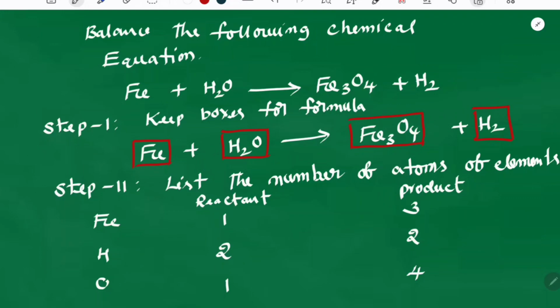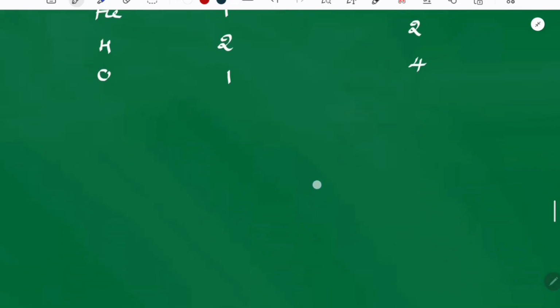So in this unbalanced equation, which element has more atoms? That is oxygen. Oxygen has the most atoms: four atoms are present. So I hope step 2 is also understood. And next we are going to step 3.